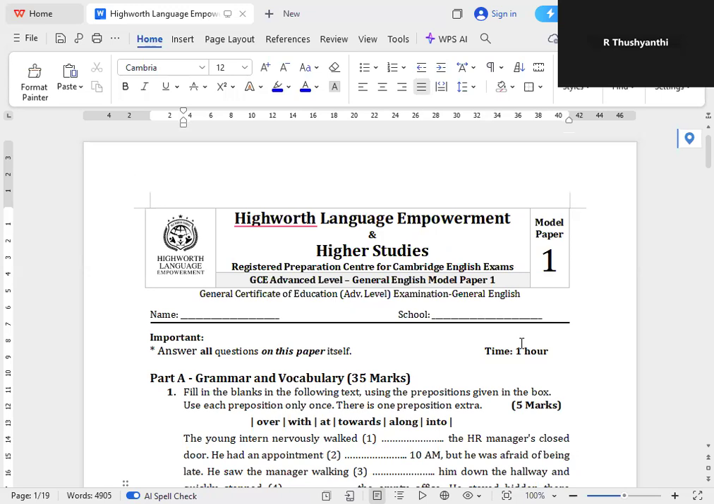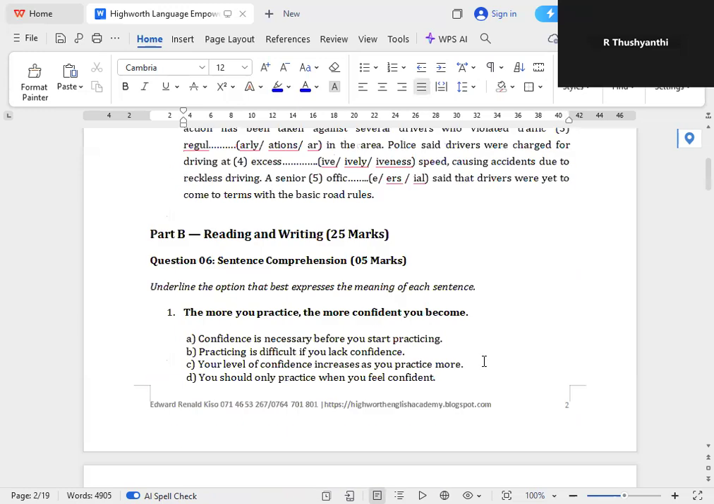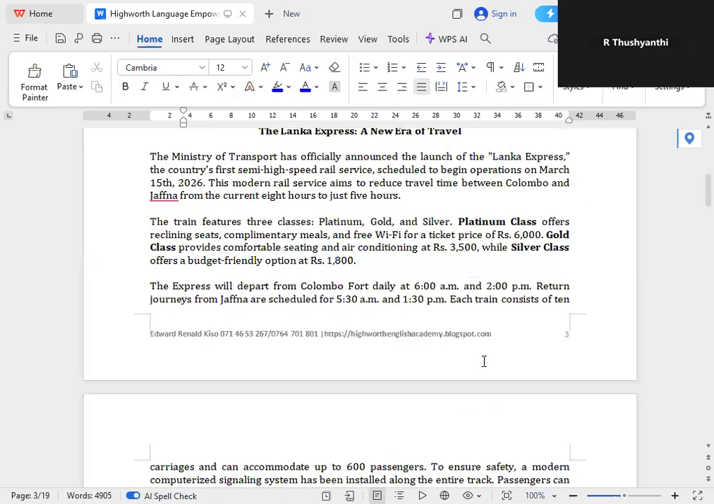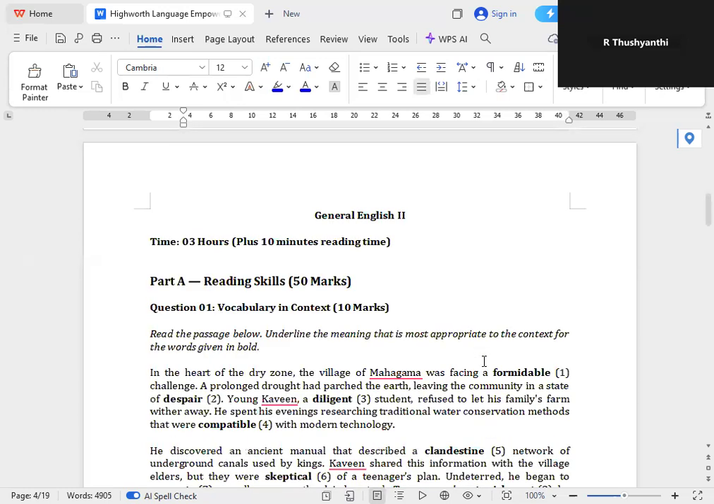This is the first model paper, right? The structure is nearly the same, not exactly the same, but nearly the same as the real exam paper. As I have told you, there are two papers, paper 1 and paper 2. This is paper 1, and in the same paper you can see the second one is also attached. Here the second paper starts, right, in page number 5, general English paper 2.